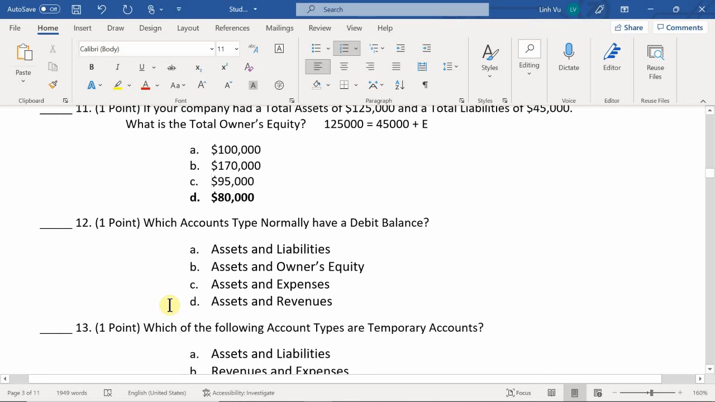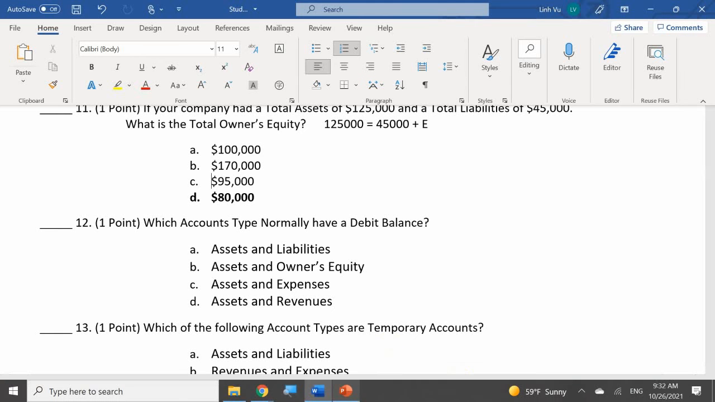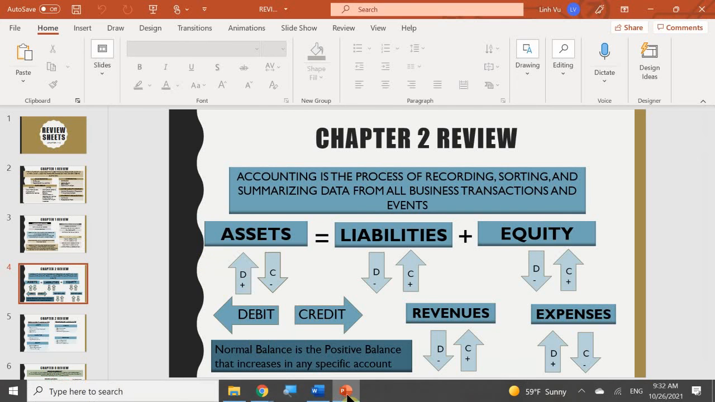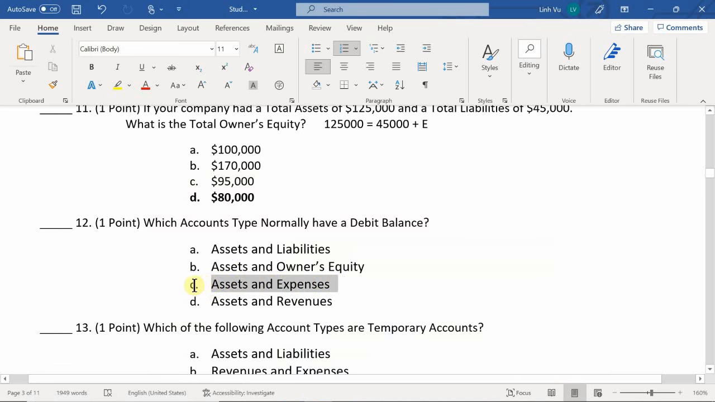Okay? Number 12, okay? Which account type normally has a debit balance? A. A, assets and liabilities, okay? When we talk about the normal balance, right, we're talking about which side increases. Oh, C. Sorry. Yes, C. Okay, yes, assets and expenses are always going to be increased by a debit. Okay, everyone else, right? Credits is going to be liabilities, equity, and revenues. Those are all going to be credit accounts. Okay, good.